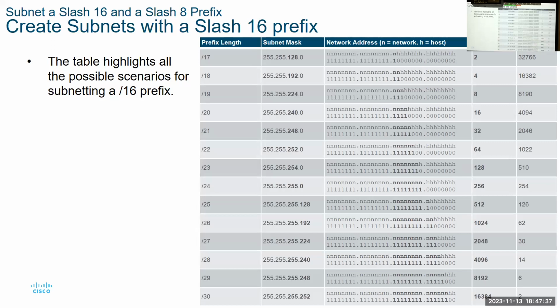Okay, so a /16 can obviously be subnetted by borrowing up to 14 bits, or reallocating up to 14 bits. And each bit that is reallocated doubles the number of subnets, until if you go all the way to /30, you get 16,000 subnets with only 2 hosts per subnet.